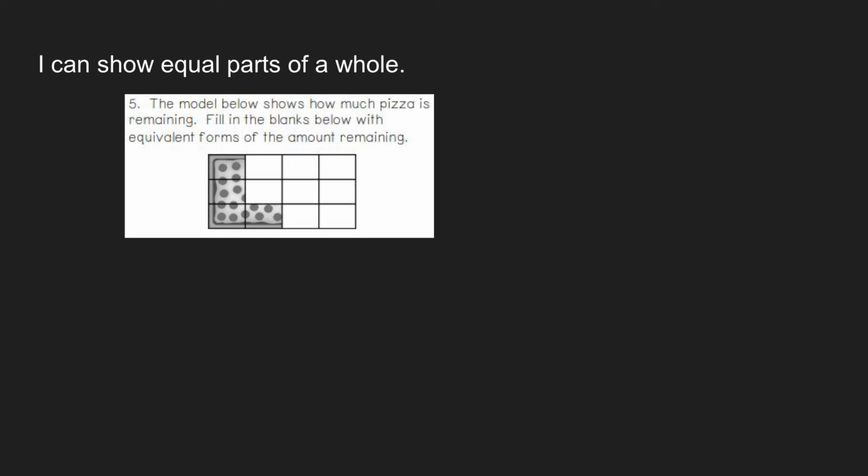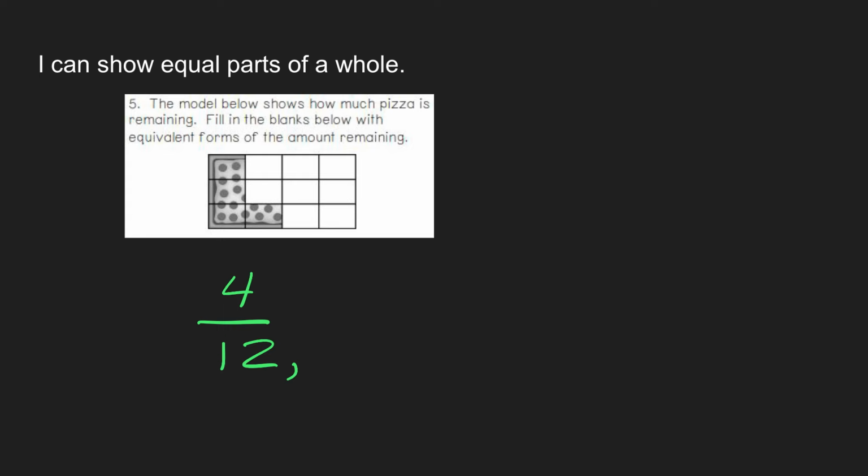All right. I can show equal parts of a whole. A model below shows how much pizza is remaining. Fill in the blanks below with the equivalent forms of the amount remaining. Okay. So fill in the blank below equivalent forms. Okay. So let's figure out how many we got. 1, 2, 3, 4. Out of 1, 2, 3, 4, 5, 6, 7, 8, 9, 10, 11, 12.